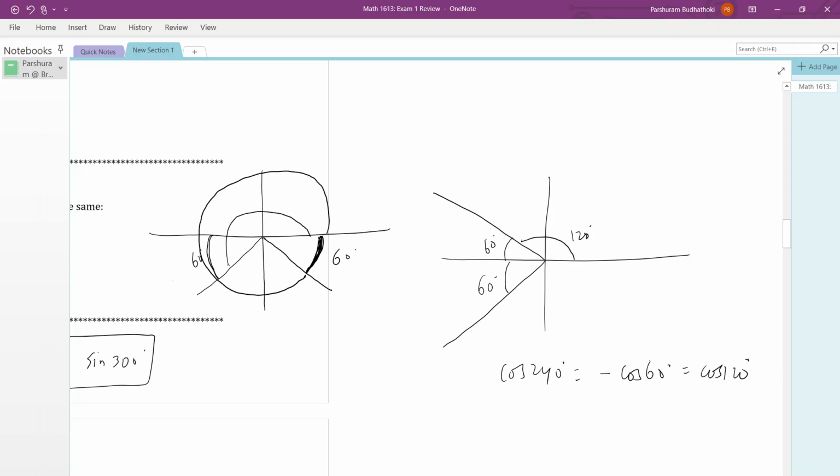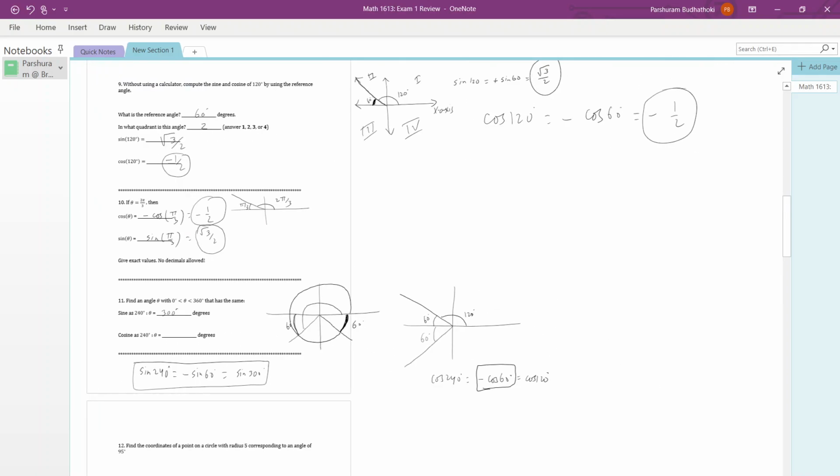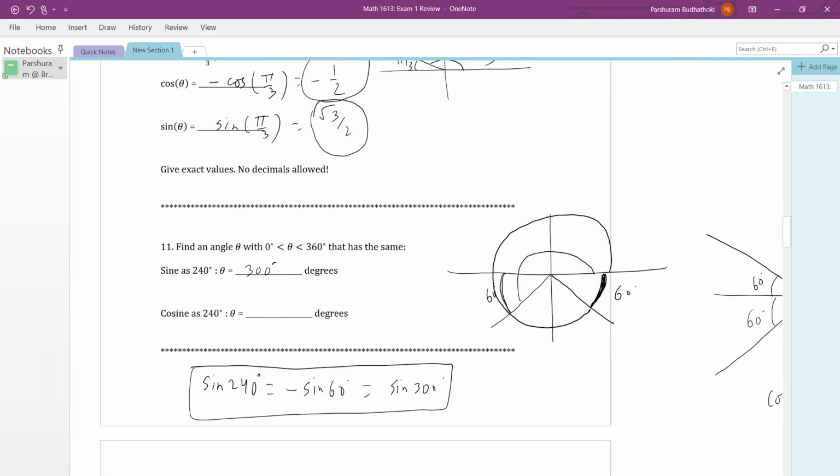Okay, and since we know that from pi over 2 to 3 pi over 2 the cosine function is negative, this reference angle 60 degrees is the reference angle for both 240 and 120. So cosine 240 is negative cosine 60 degrees, and cosine 120 is also negative cosine 60 degrees. So both of them will give you the same value, which is negative half. That's how I can answer this question.